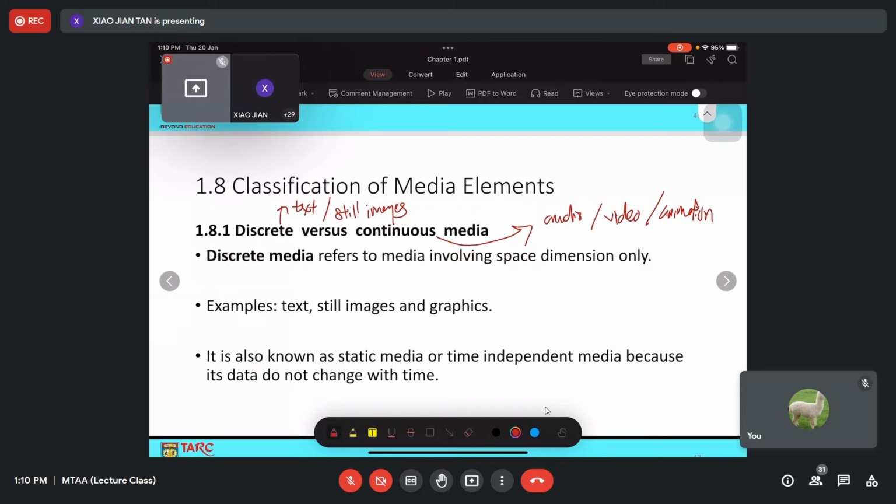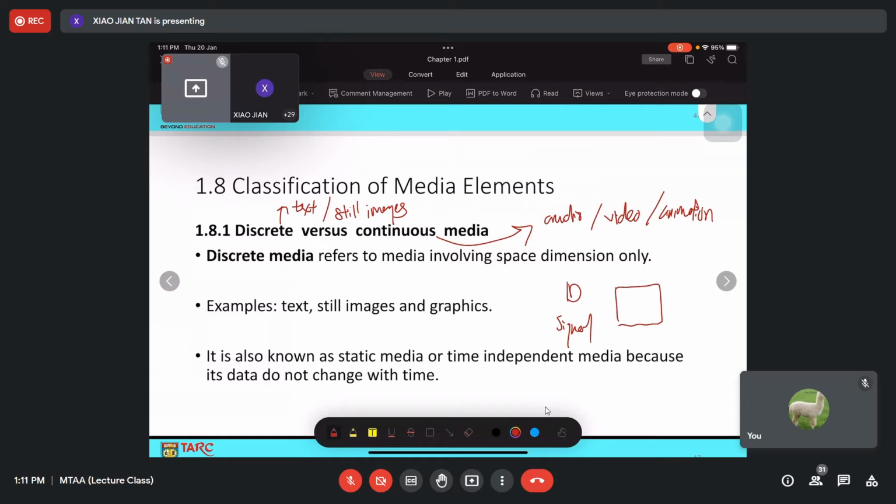Okay, so discrete media refer to media involving space dimension only. Whenever you have an image, image is actually part of the signal as well. I believe previous semester you already learned signal processing, right? Signal processing is, for example, the sound wave, all those are considered as 1D signal.